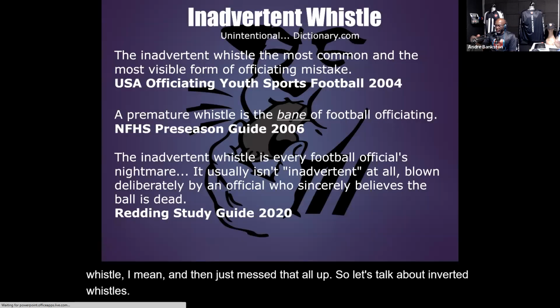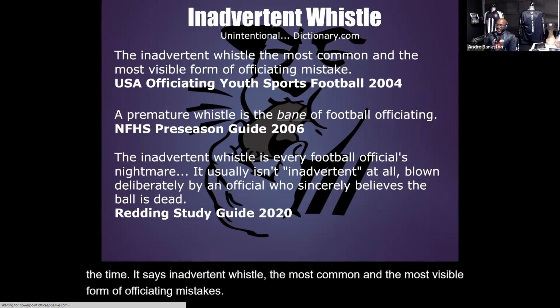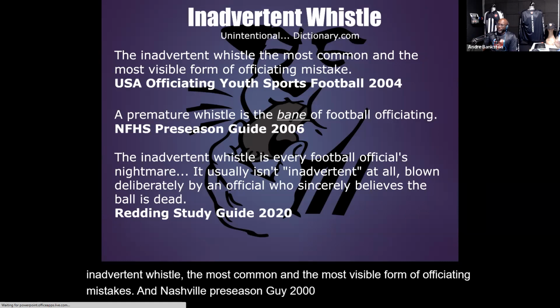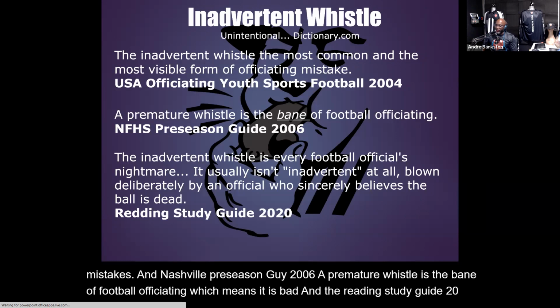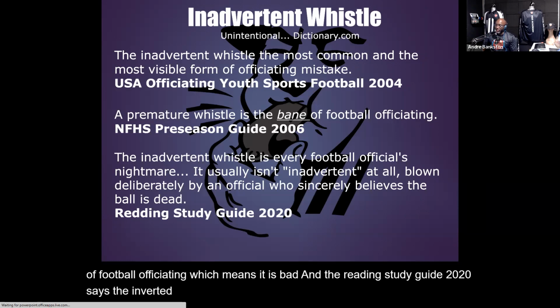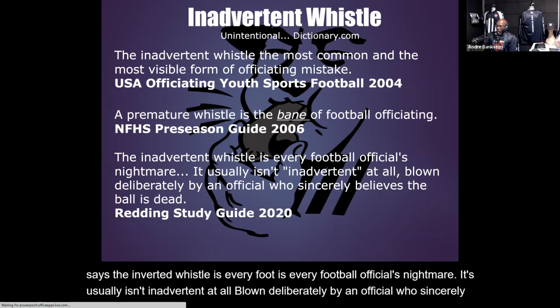These came out of different articles I had over time. It says an inadvertent whistle is the most common and the most visible form of officiating mistakes. In the National Federation Preseason Guide 2006, a premature whistle is the bane of football officiating, which means it is bad. In the Rating Study Guide 2020, it says the inadvertent whistle is every football official's nightmare. It usually isn't inadvertent at all, blown deliberately by an official who sincerely believes the ball is dead.